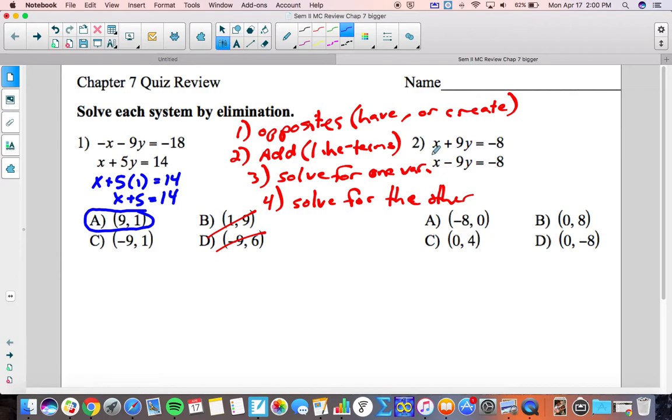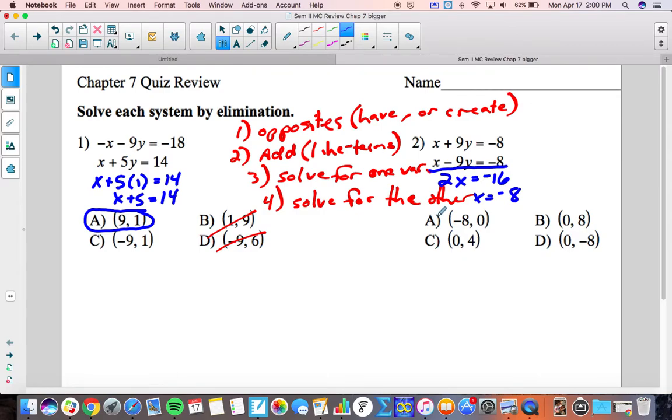We can try that over here as well. Here we have opposite y's. See how the x's are exactly the same, but the y's are perfectly opposite. The opposite of 9y is negative 9y. So they cancel out, so I can add vertically. I get 2x plus 0y, so I'm not even going to write that down, equals negative 8 plus negative 8, which is negative 16. So that means that x equals, when you divide by 2, negative 8. So I'm thinking A is the right answer.